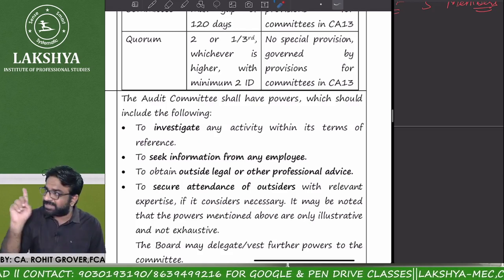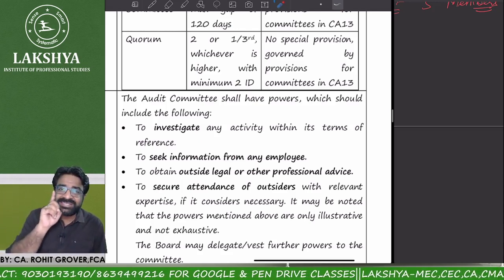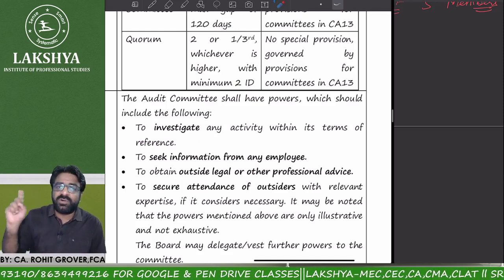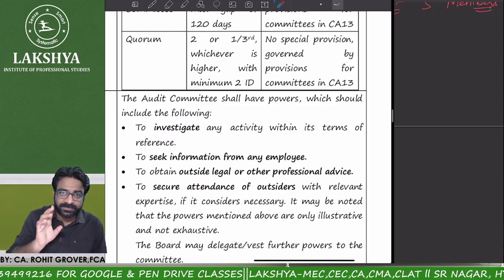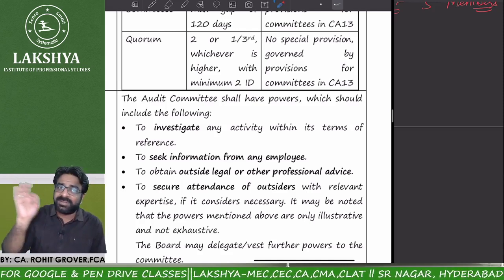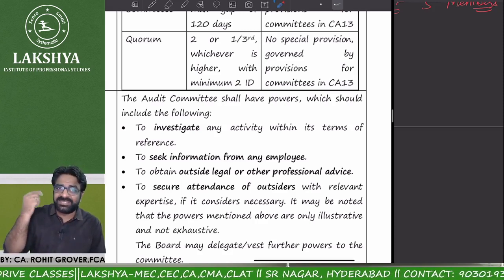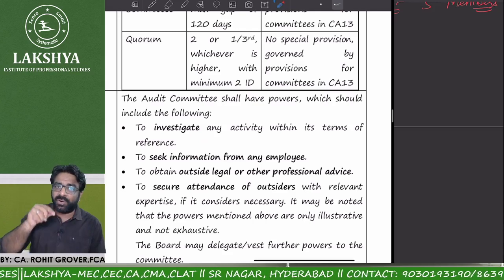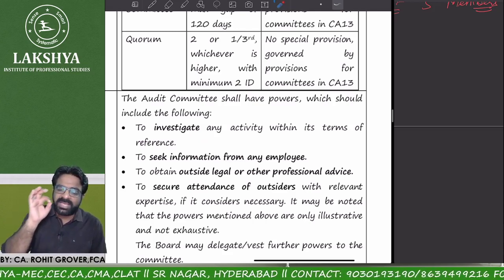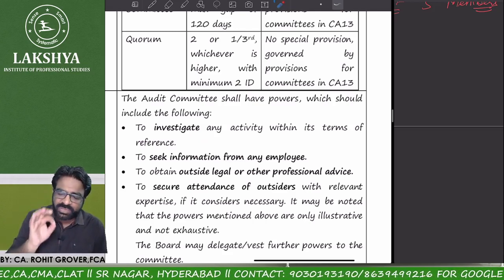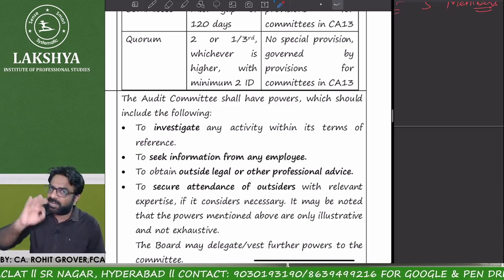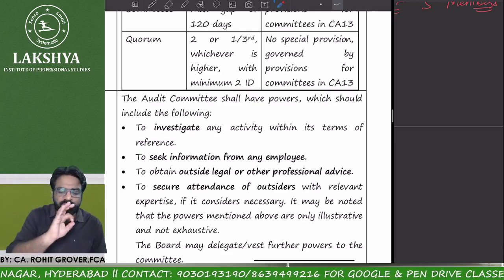The expert of that field is that chemical engineer. SA 620, using the work of an auditor's expert. When the auditor also sometimes is in need of using the work of an expert, there we apply SA 620, using the work of an auditor's expert. Here also, as a member of the audit committee, if you think that you need to hire an expert from another field, you can hire one, bindas, no problem at all.